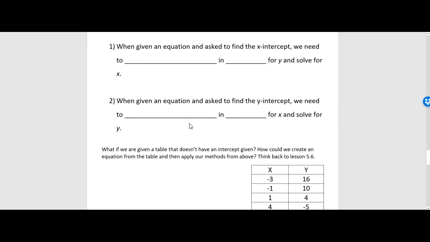Let's recap here. When given an equation and asked to find the x-intercept, we need to substitute in 0 for y and solve for x. When given an equation and asked to find the y-intercept, we need to substitute in 0 for x and solve for y.